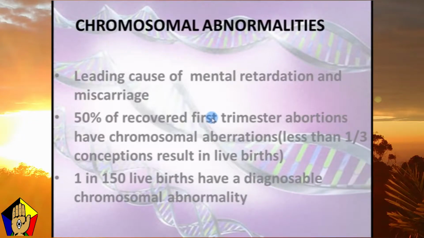Okay, so this is the last section of the genetics, and we're going to switch from single gene disorders to chromosomal abnormalities. You can see just from the slide here, the leading cause of mental retardation and miscarriage is chromosome abnormalities. One of the tests they've done found that 50% of the recovered first trimester spontaneous abortions actually have chromosomal aberrations in them.